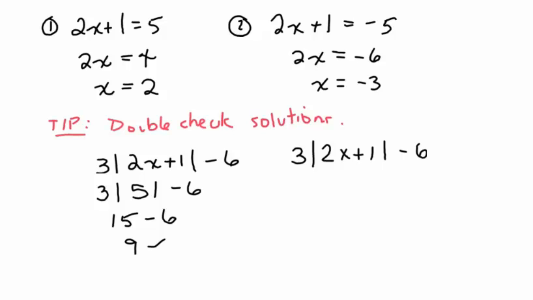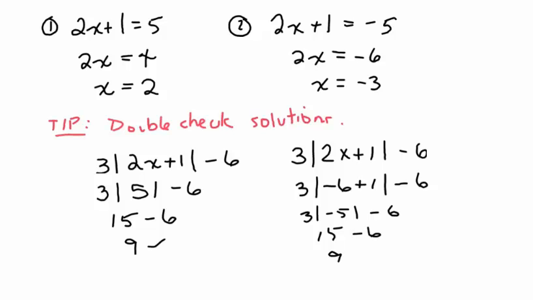Next, let's substitute in x is equal to negative 3 into our absolute value expression, and once again see if we get 9. Substituting negative 3 in, we're going to have 2 times negative 3, which is negative 6. And negative 6 plus 1 is negative 5. Now the absolute value signs are going to return back a positive 5, so we're going to get 3 times positive 5 here, which is 15. And subtracting 6 gives us 9.